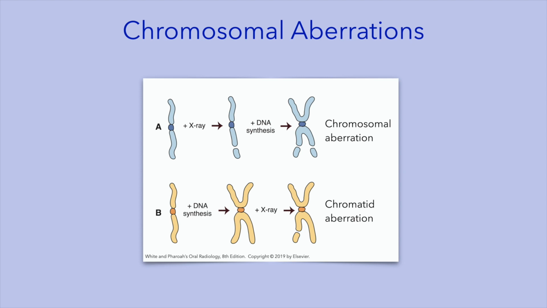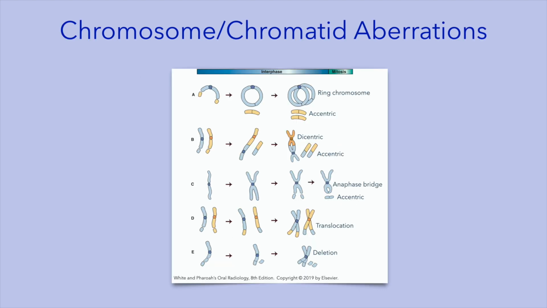In this case, the chromosomal break occurs only in one of the sister chromatids, and this is termed a chromatid aberration. Some aberrations are lethal to the cell. These include the ring chromosome, the dicentric chromosome, and the anaphase bridge. These aberrations impact chromosome segregation and cause cell death during the next mitosis. In contrast, non-lethal aberrations do not cause cell death.